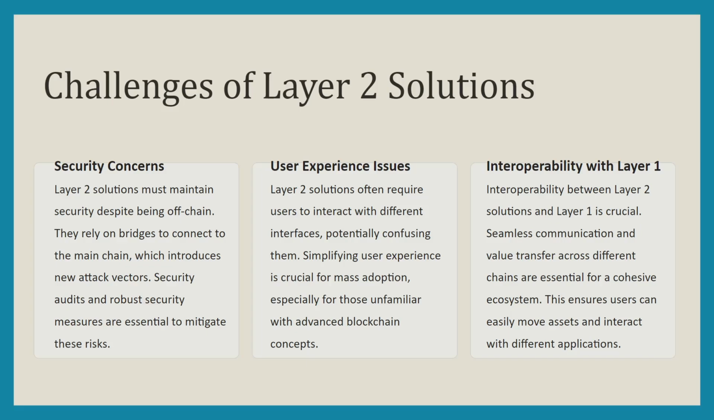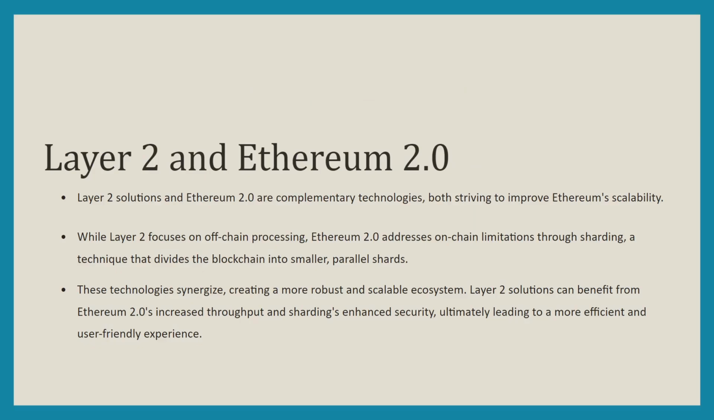Next is interoperability with layer 1. So interoperability between layer 2 solutions and layer 1 solutions is crucial. Seamless communication and value transfer across different chains are essential for a cohesive ecosystem. This ensures users can easily move assets and interact with different applications.